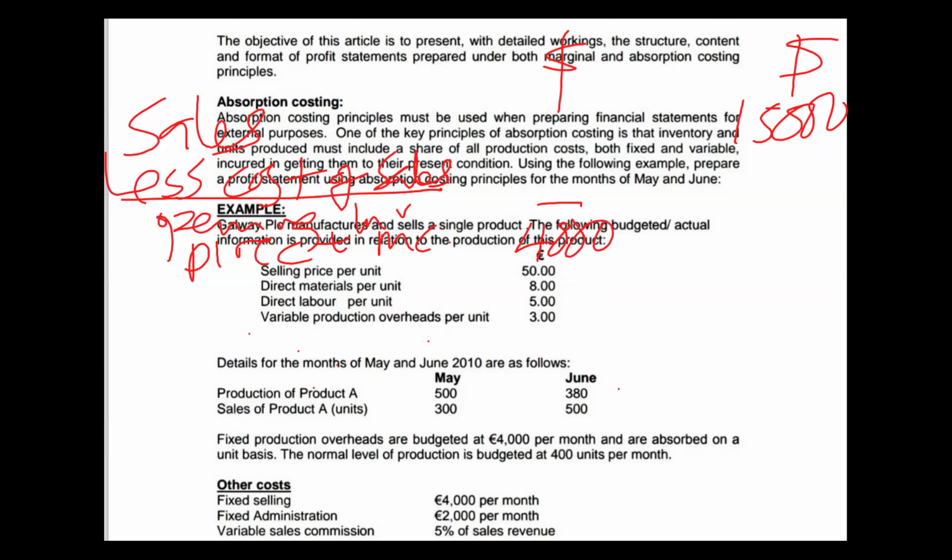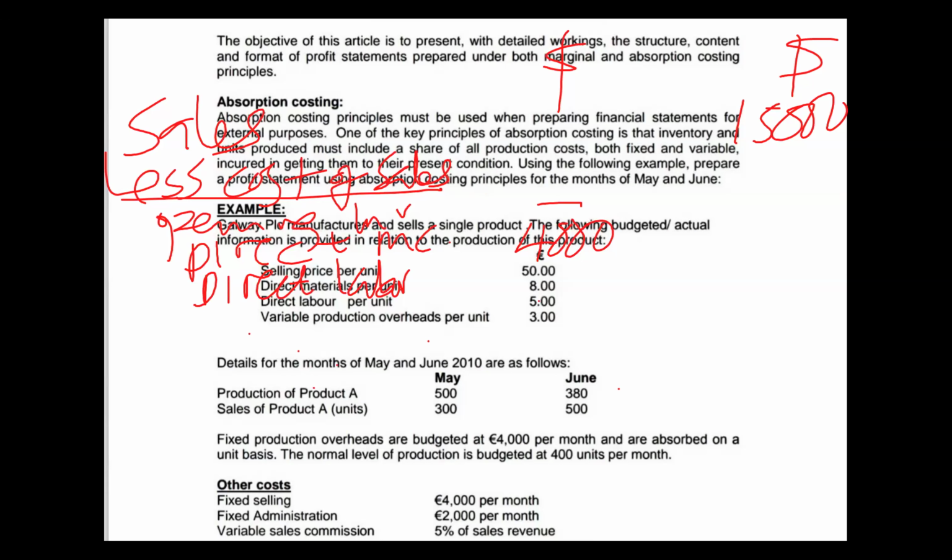Then from there, you can go to direct labor costs. Direct what? Direct labor costs. Direct labor cost is 5, right? 5 per unit times the 500 units that were produced. How much do you find?